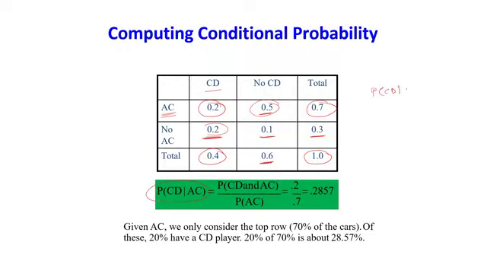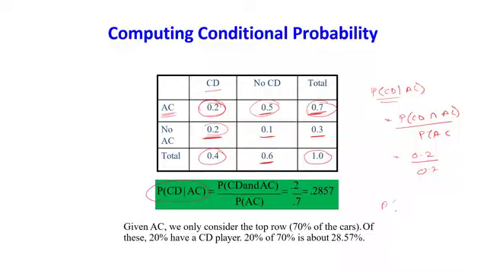P of CD given AC is equal to the probability of CD intersection AC divided by the probability of AC. Now with this probability matrix, you can easily identify these values and substitute them into this formula to find out this conditional probability. So the probability of CD and AC is 0.2, that is my intersection. The probability of AC is this 0.7. With this, I can find out the answer.